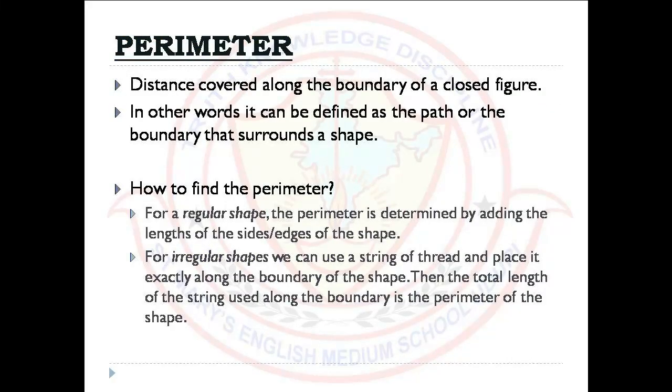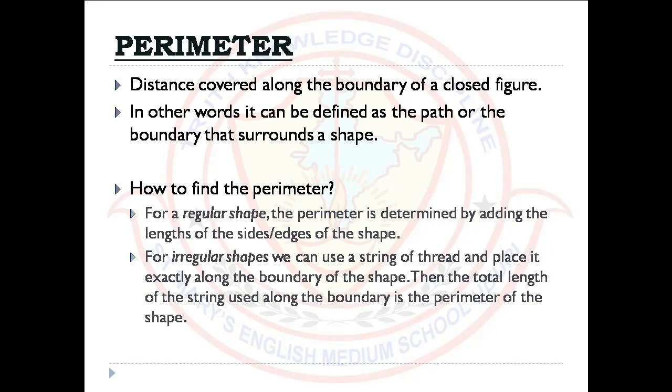Now we will see what is perimeter. Perimeter is the distance covered along the boundary of a closed figure. In other words, it can be defined as the path or the boundary that surrounds a shape.